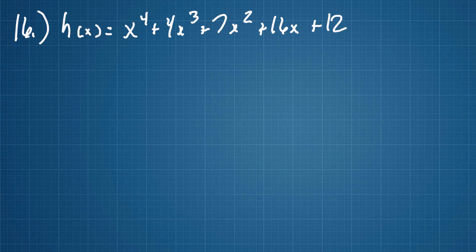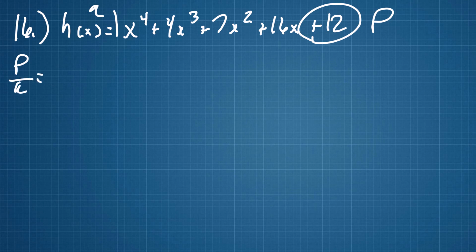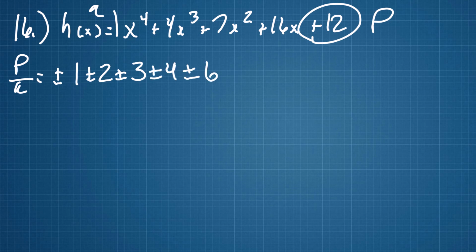Alrighty, 16. We'll do everything exactly the same. There's my p. There's my q. So my p's over my q's is plus or minus 1, plus or minus 2, plus or minus 3, plus or minus 4, plus or minus 6, plus or minus 12. Don't get in the bad habit of thinking that always p over q is going to be whole numbers. Remember, it's working out nicely because this q is 1.